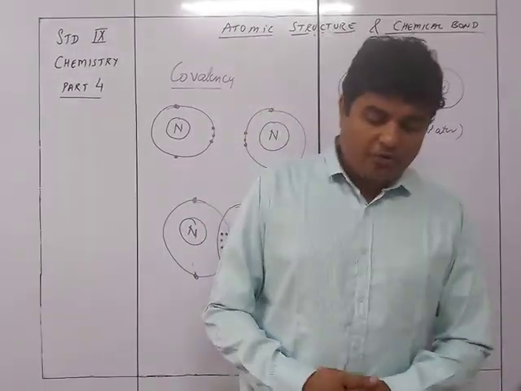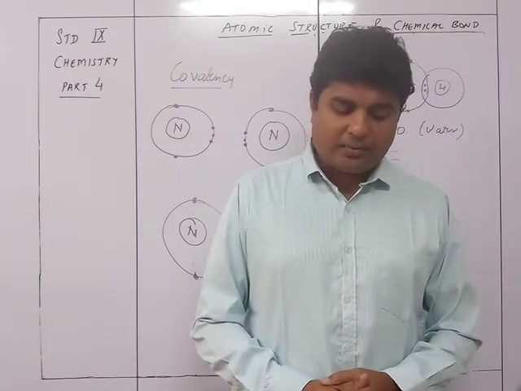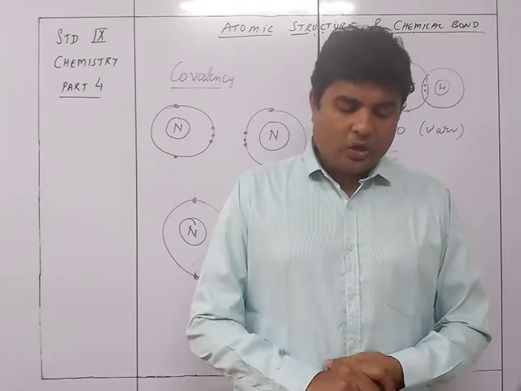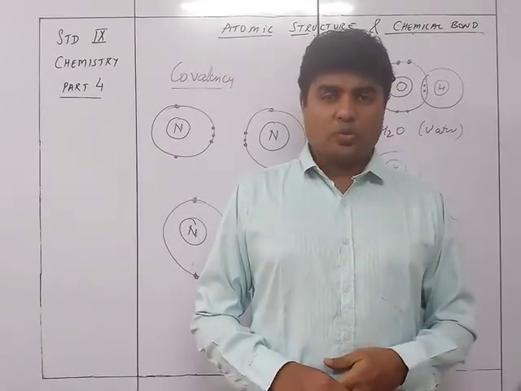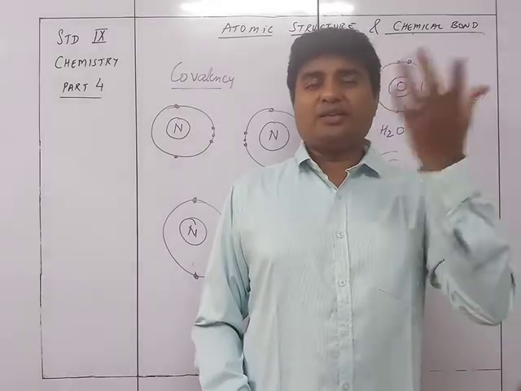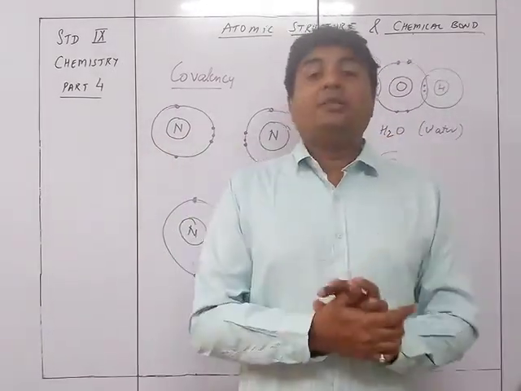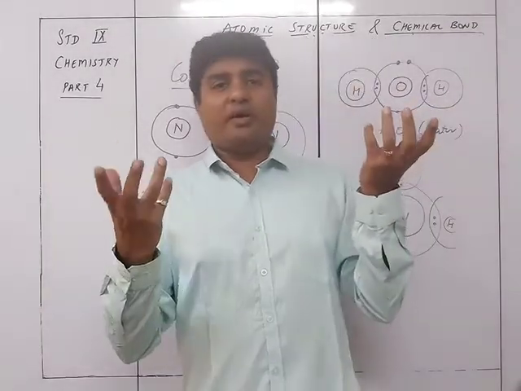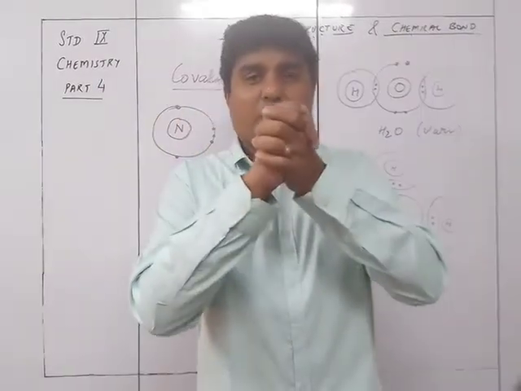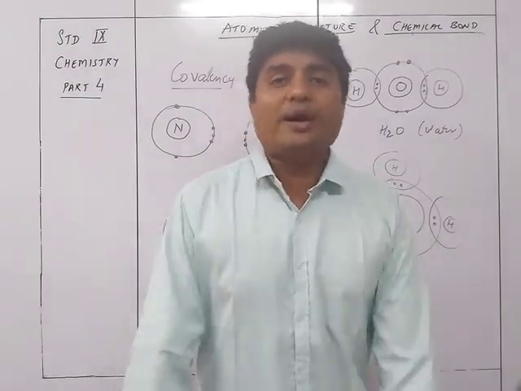The chemical bond formed between two atoms by transfer of one or more electrons from one atom of a metallic element to an atom of a non-metallic element is called an electrovalent bond. So when a metallic element loses the electron to a non-metallic element and the non-metallic element accepts the electron, one forms a positively charged ion and the other forms a negatively charged ion. These two ions when combined together, that kind of bond is called an electrovalent bond or ionic bond.